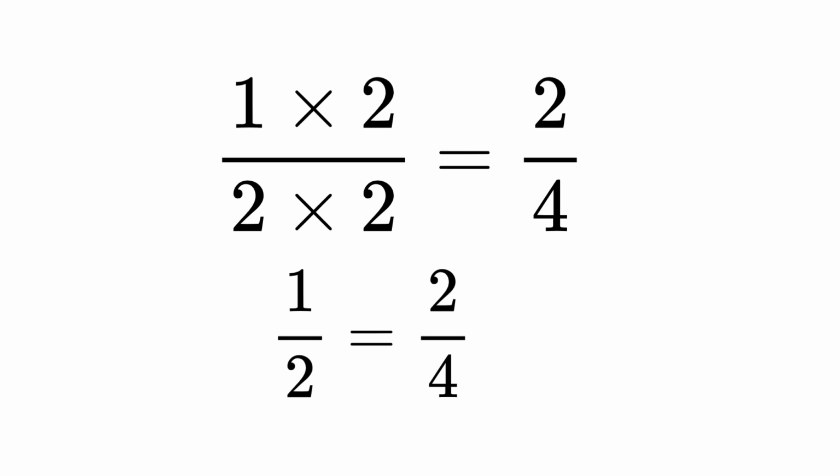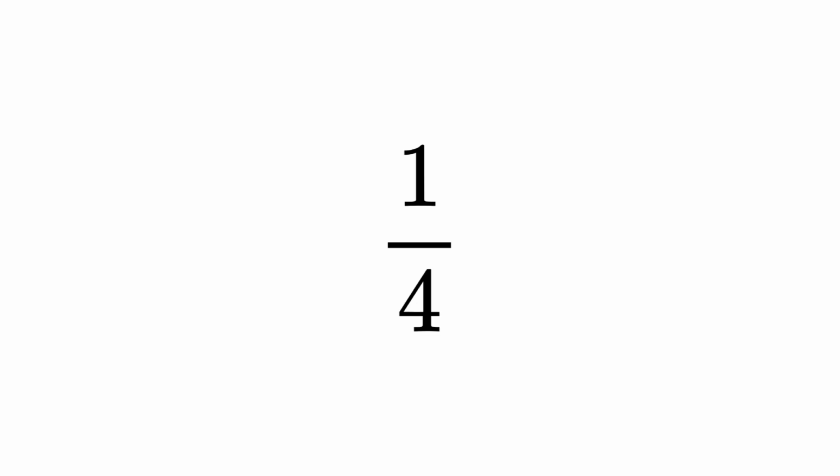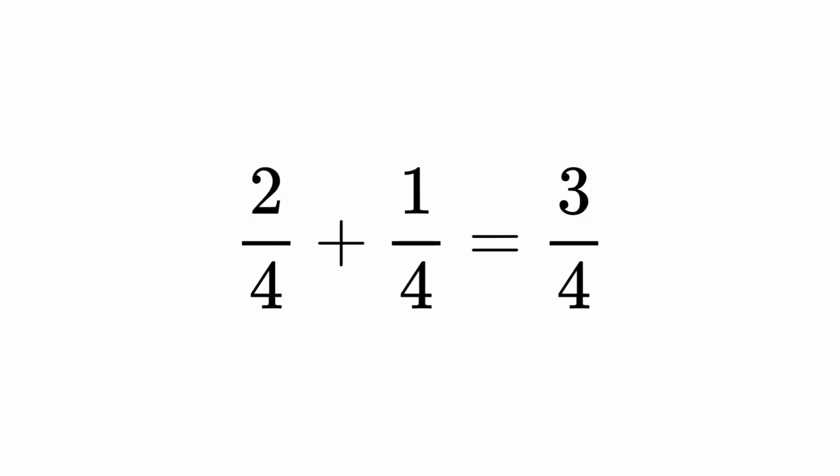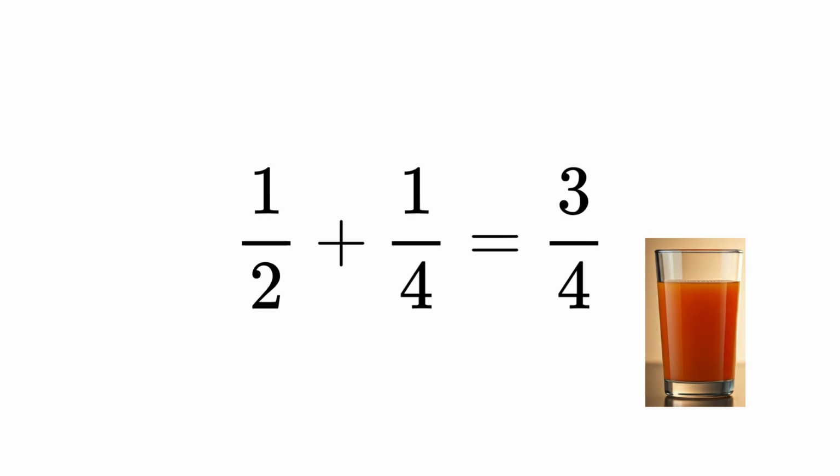2. Convert 1/4 to a fraction with a denominator of 4. Since 1/4 already has a denominator of 4, we don't need to change it. So, 1/4 remains as 1/4. Step 4. Add the fractions. Now that both fractions have the same denominator, we can add them by adding the numerators and keeping the denominator the same. So, we get 3/4. The sum of 1/2 and 1/4 is 3/4.